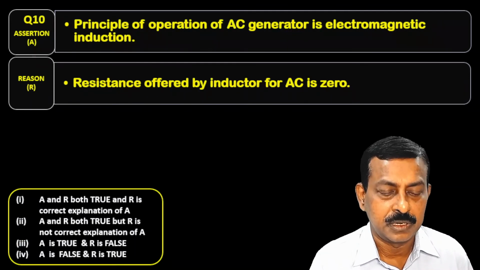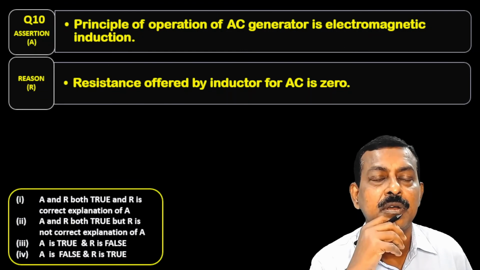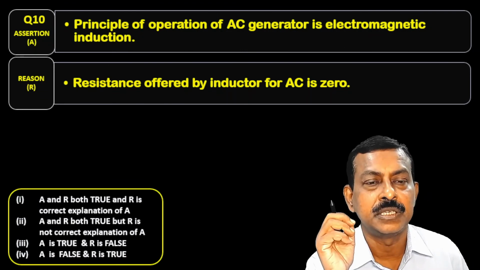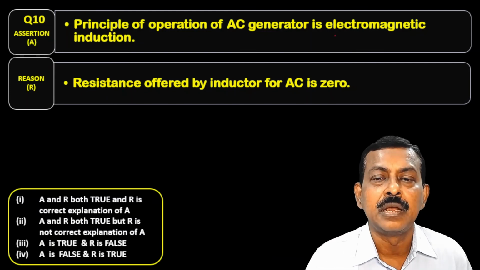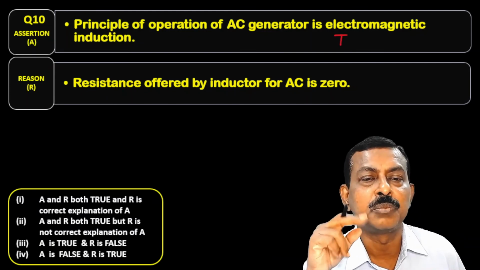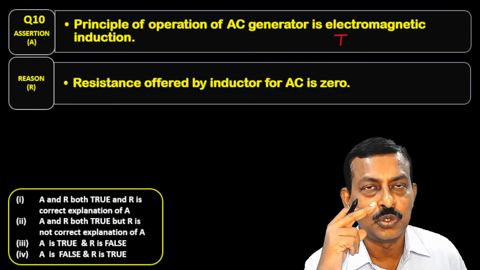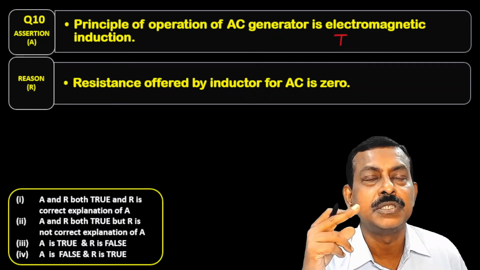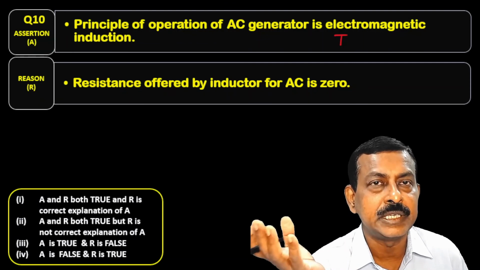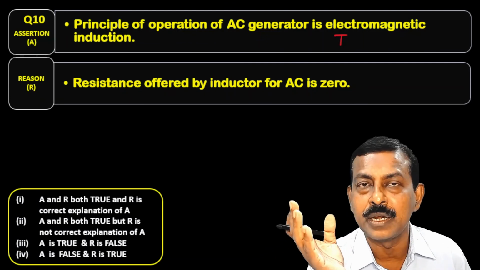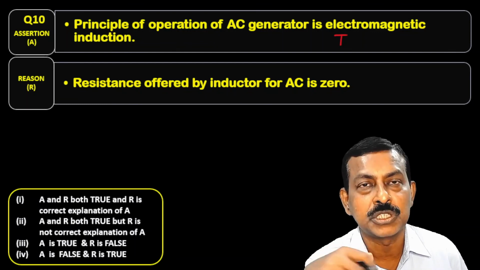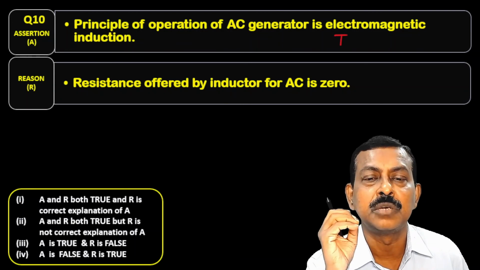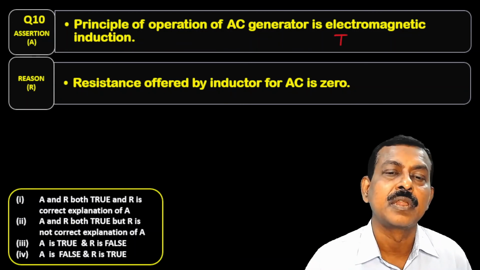Let's take the last question in this discussion. Assertion: the principle of operation of an AC generator is electromagnetic induction. So this is true. An AC generator works on the principle of electromagnetic induction. You are basically converting mechanical energy into electrical energy of alternating nature. And in this, you are changing the magnetic flux, due to which the induced current is developed. So it is based on the principle of electromagnetic induction.